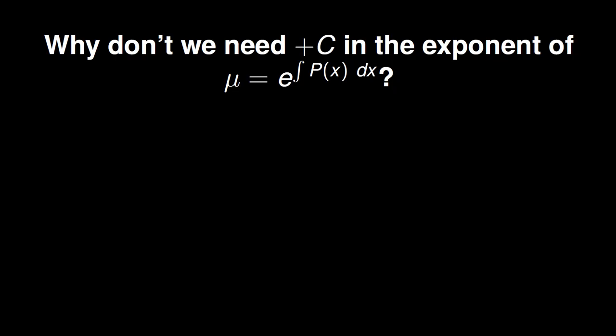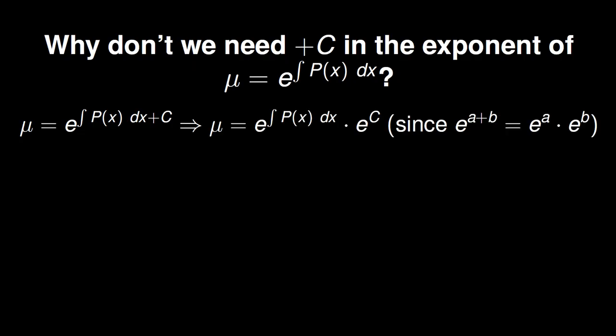The other unanswered question happens to be, why don't we need a plus c in the exponent of the integrating factor? Well, let's figure out what would happen if we did put a plus c there. So let's put some constant in that exponent. And then if we use our rules of exponents, when you have a sum in the exponent, e to the a plus b is actually a product of each of those exponentials. So I can write this as e to the integral of p of x dx times e to this constant that we've put here. All right, so I just used our rules of exponents to break up the sum in the exponent into a product.